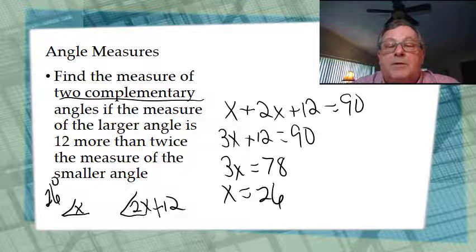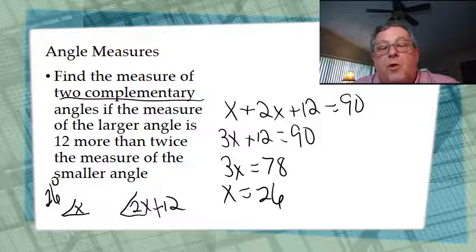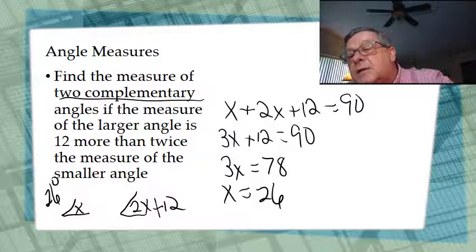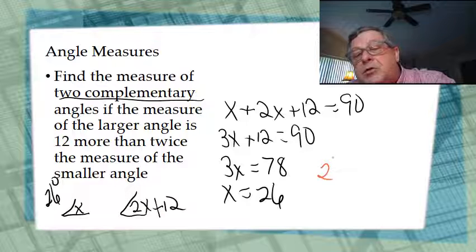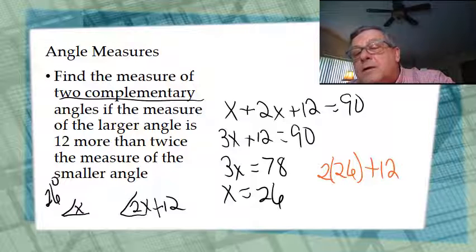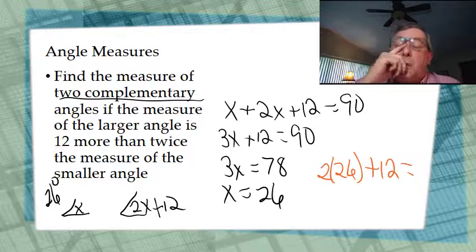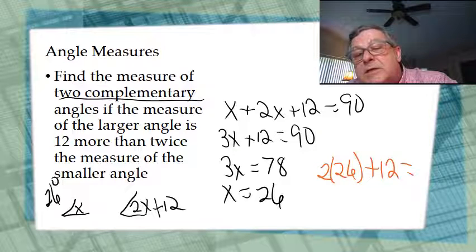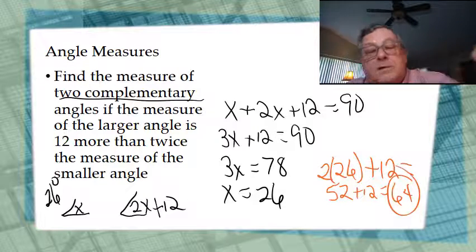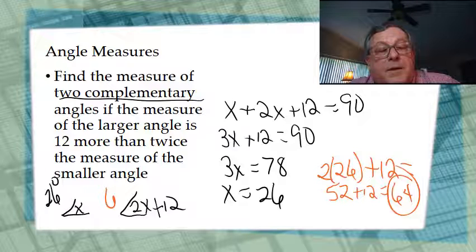And then I'm going to have to plug in 26 for x in this larger angle to find it. So let's do that. Let's put this in a different color. So I'm going to say that 2 times 26 plus 12, that's going to give me the measure of the larger angle. So let's see, 2 times 26 is 52. 52 plus 12 equals 64. So this larger angle is going to then be 64 degrees.